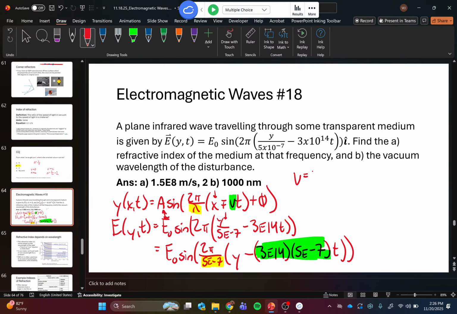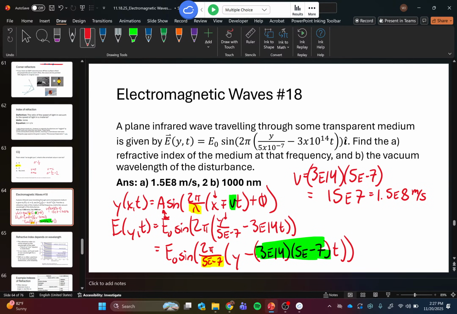So yeah, v equals 3e to the 14 times 5e to the minus 7. This is something you can do in your head. I generally tell you all not to do that, but if you know how to combine scientific notation, this is something you can do. When you multiply, you're adding those exponents. So e to the 14, e to the minus 7. When you add those together, you get e to the positive 7. 3 times 5 is 15. So this is 1.5 E8.